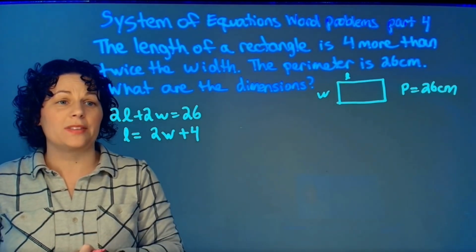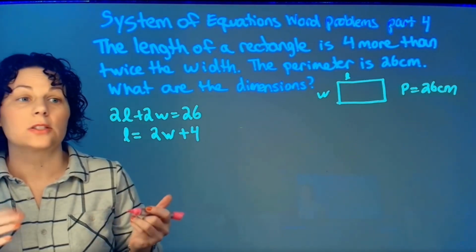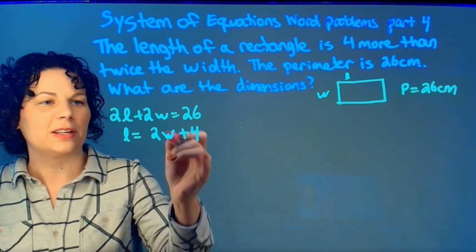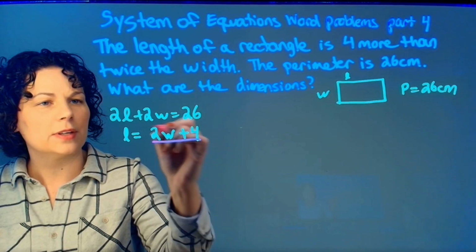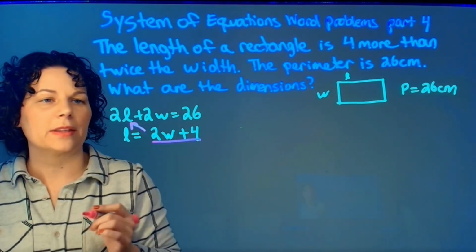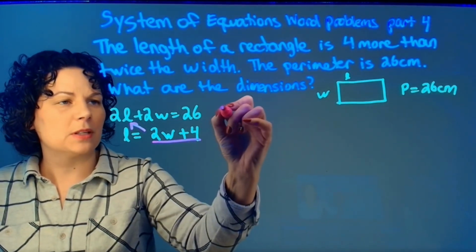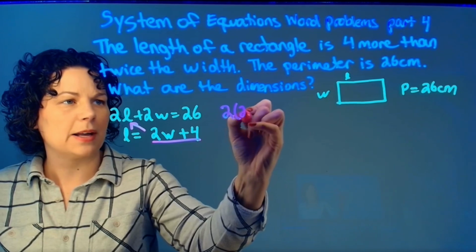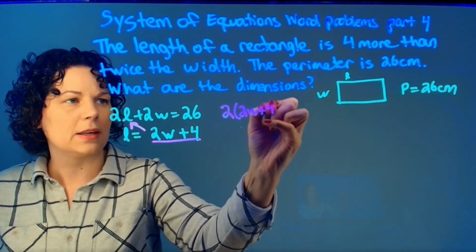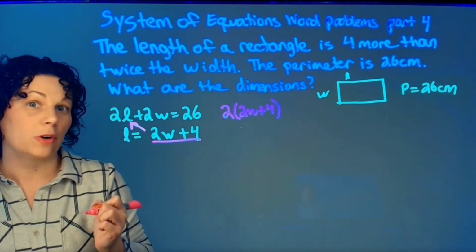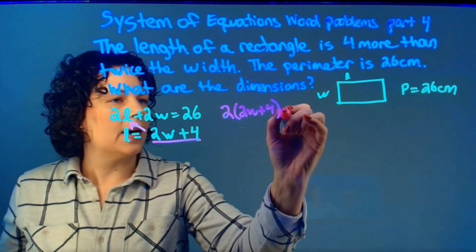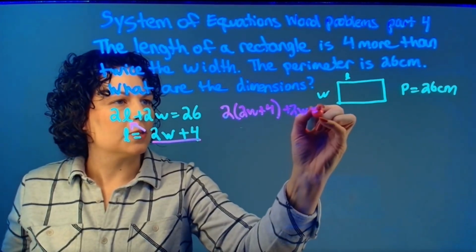We can do this one with substitution. Super easy. The L is already by itself. I don't have to rearrange anything. So we're going to take all of this and plug it in right there where there's an L. When we do that, we need to be very careful and make sure we multiply the whole length times 2. So don't forget your parentheses. Plus 2W gives me 26.